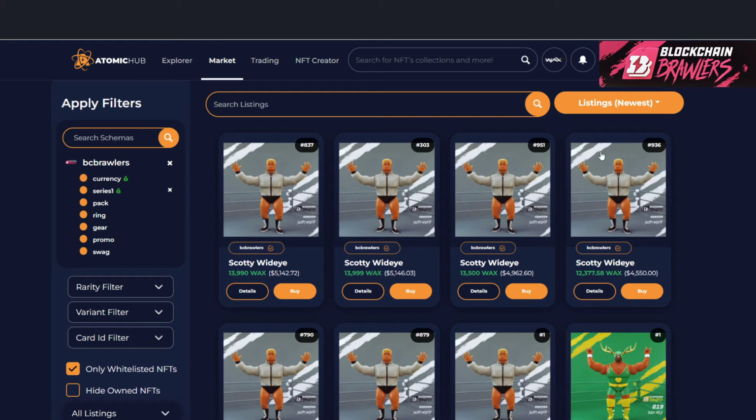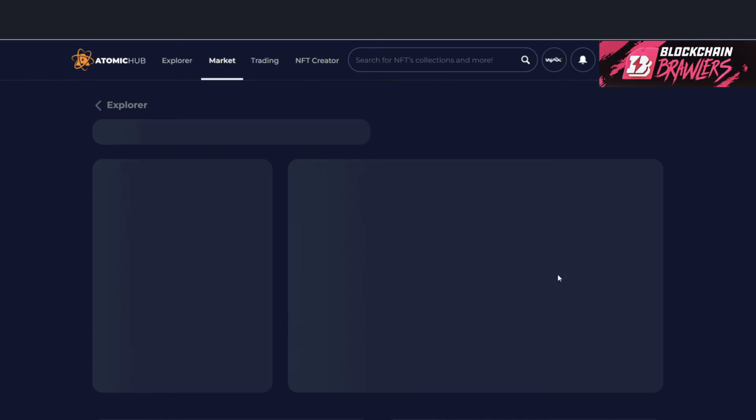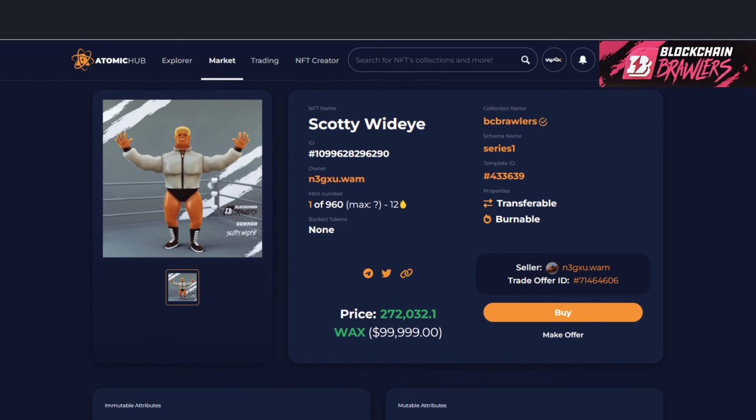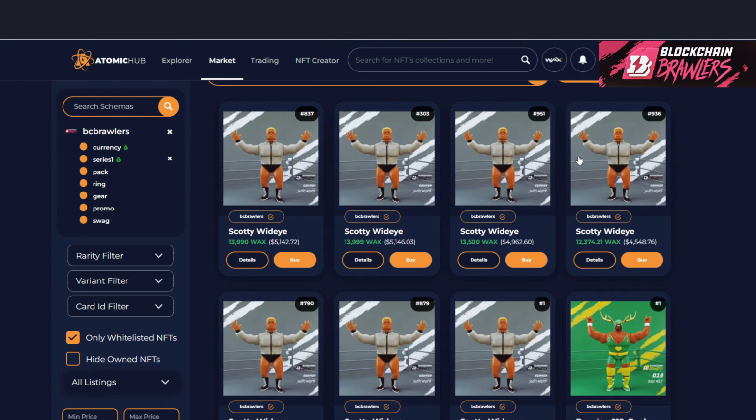936 mint, 951 mint, 837 mint. These are all new Scotties. And somebody is selling mint number 1 Scotty for, that's a lot of money. 99,999. Crazy. Either he did that on purpose or he purposely put the price tag. You know what? I have props for you, my friend.